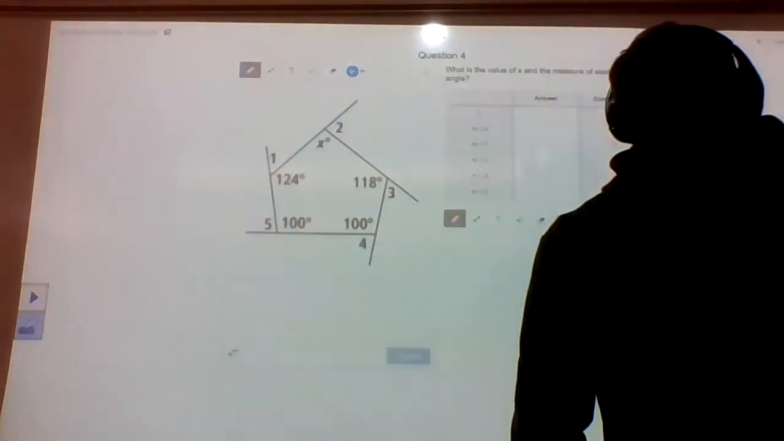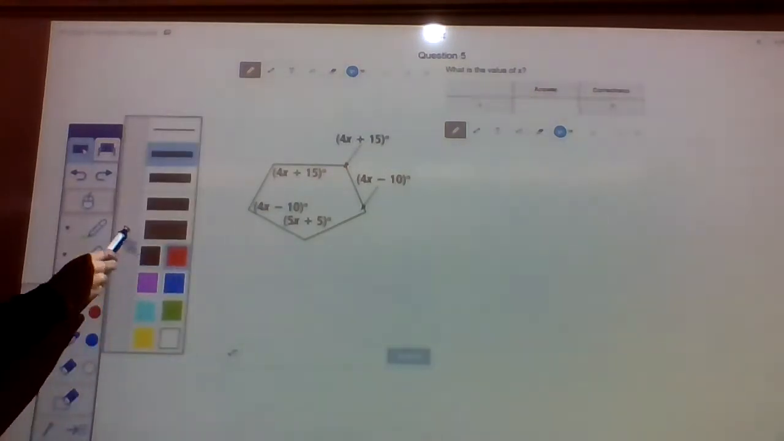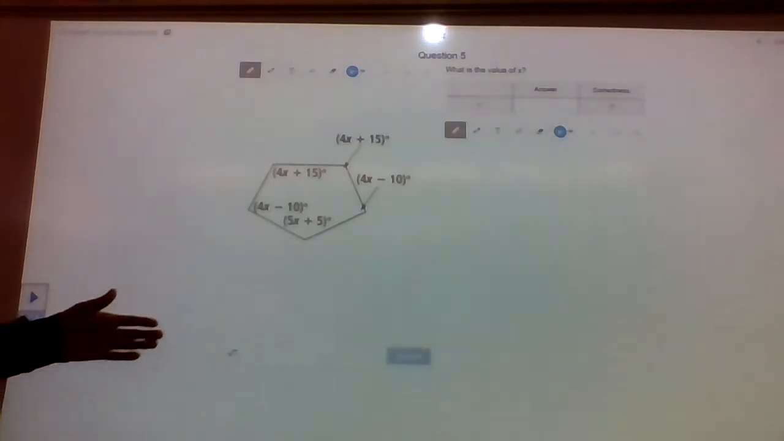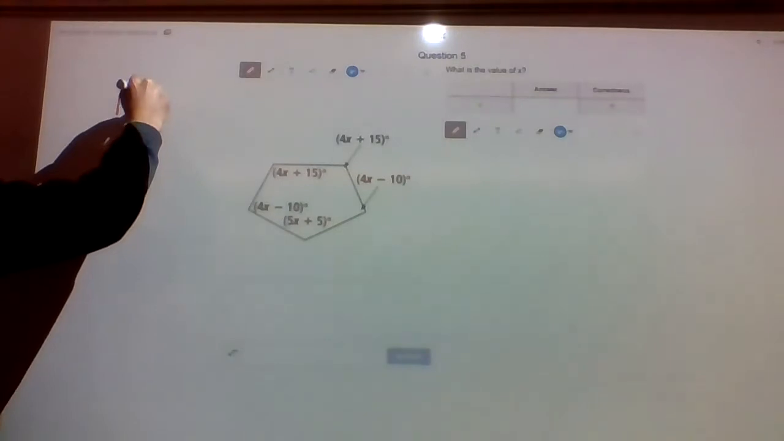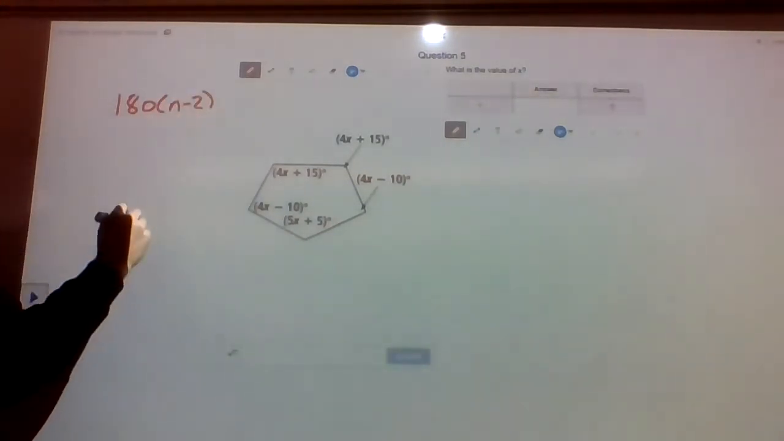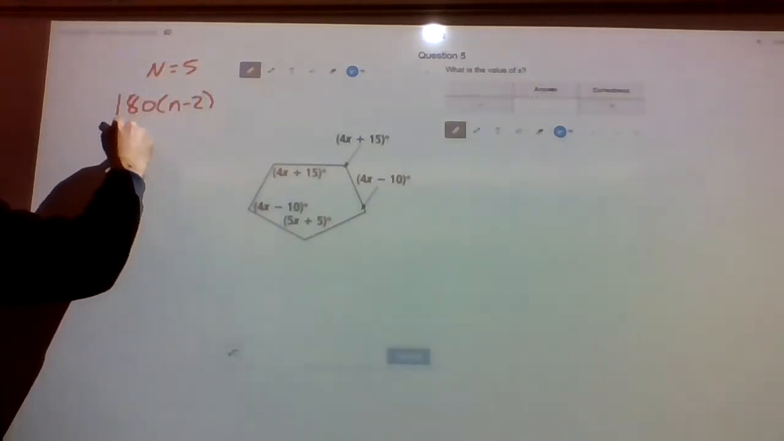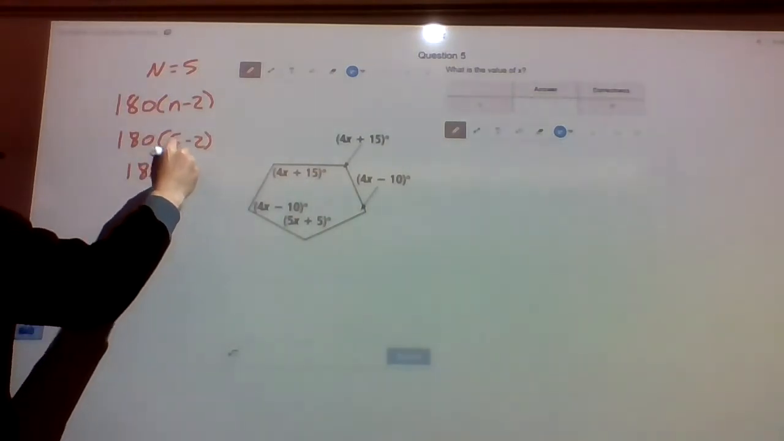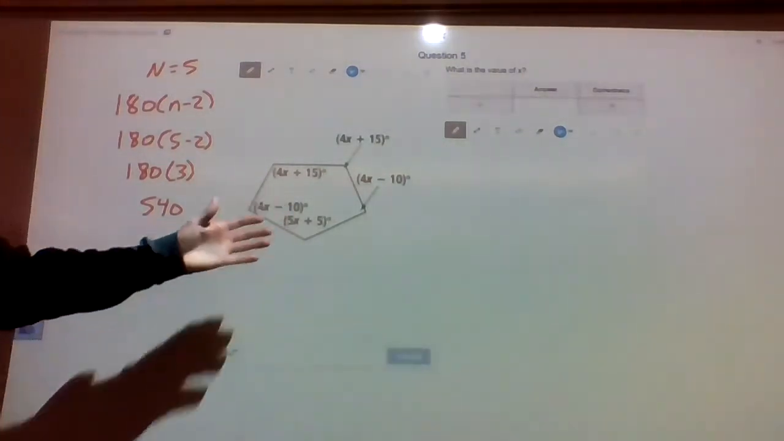Okay, question 5. Again, you have a pentagon. We just found out the 5 angles of a pentagon should add up to 540. Again, you can use 180 times n minus 2. We know n here is 5. There's 5 sides, 5 angles. So 180 times 5 minus 2 is 180 times 3, which is 540. So we know all 5 of these angles have to add up to 540, so we can simply add them all up.